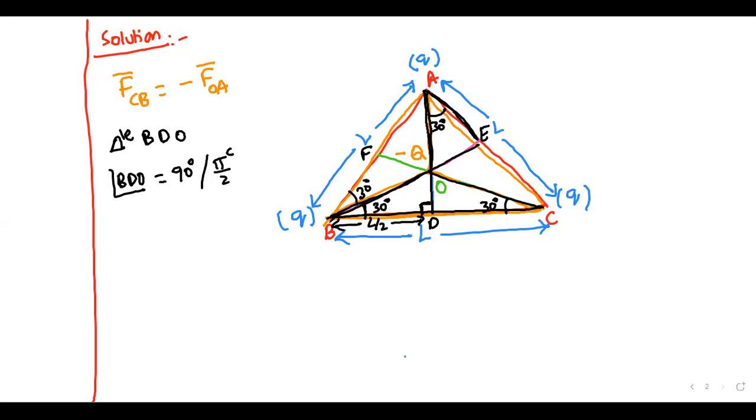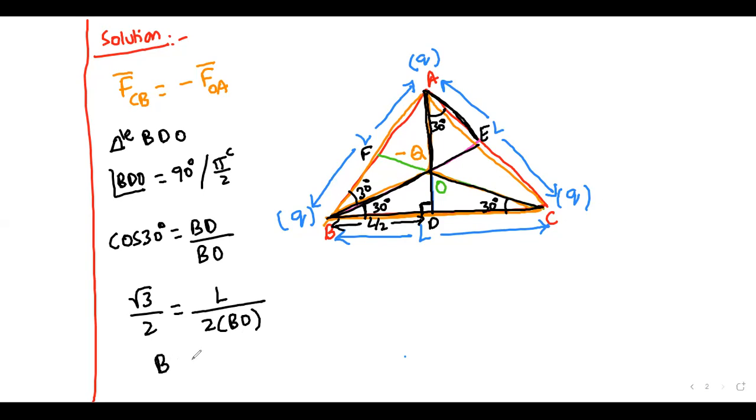So BO is my hypotenuse, BD is my adjacent side. I know the adjacent side, so I will consider the cos. Cos 30 is equal to BD by BO. Can I write? Fine. So cos 30 means root 3 by 2. BD is nothing but L by 2 times BO. So upon calculation, we'll get BO equal to L by root 3.